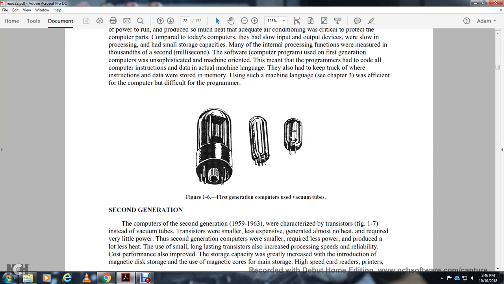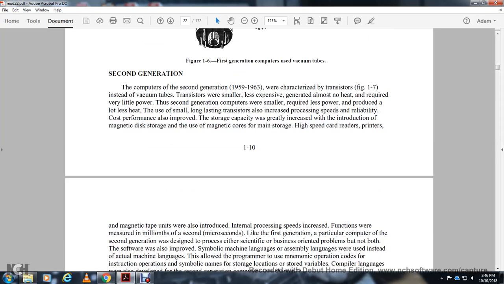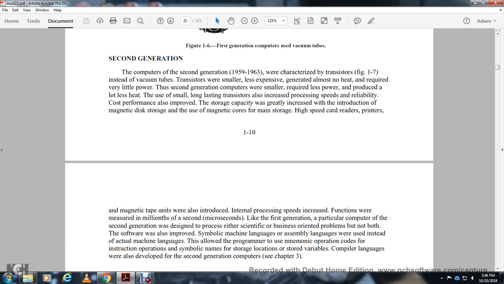Storage capacity also improved greatly, with the introduction of magnetic disk storage. Magnetic cores were used for main storage, with high-speed card readers and printers. Magnetic tape was also used. Internal processing speed increased, with functions measured in millionths of a second, or microseconds, compared with the first generation. Particular computers of the second generation were designed to process either scientific or business-oriented problems, but not both.